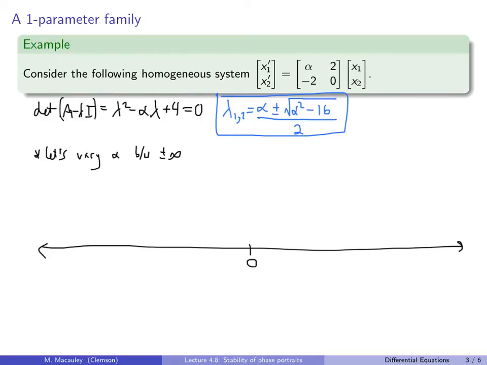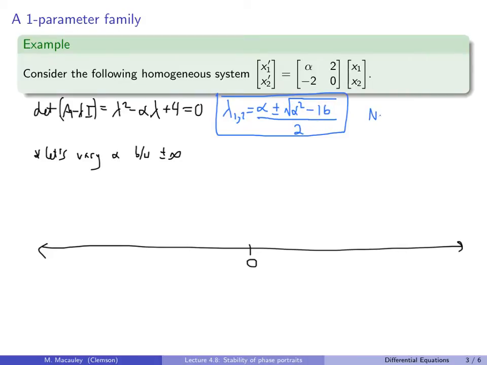So what happens when alpha is really, really large, like let's suppose alpha is 1,000,000? Then the thing under the square root is going to be positive. So in that case, we have alpha over 2 plus or minus something else. Okay, so notice that this term here, the square root of alpha squared minus 16, is always going to be less than alpha.